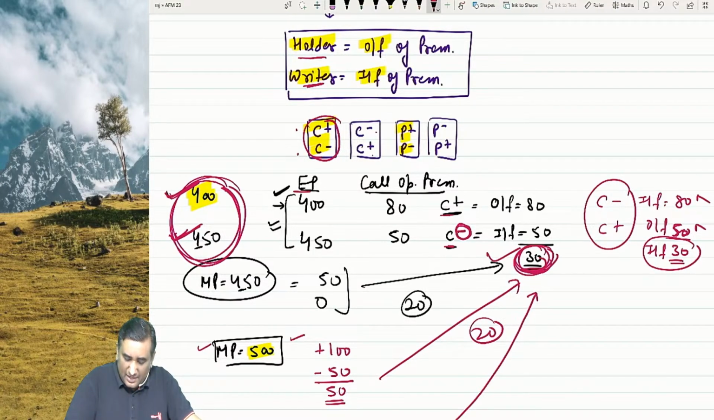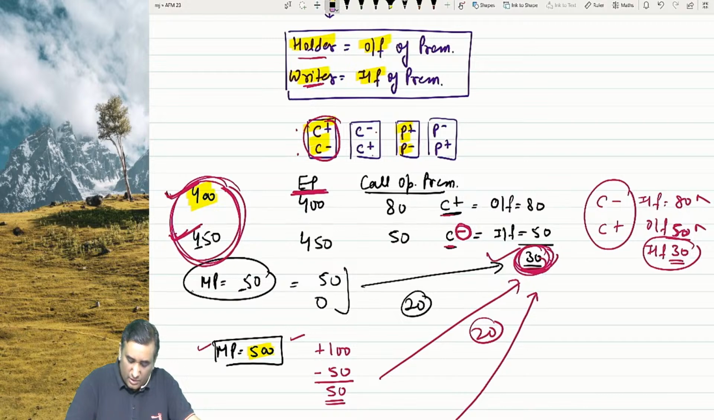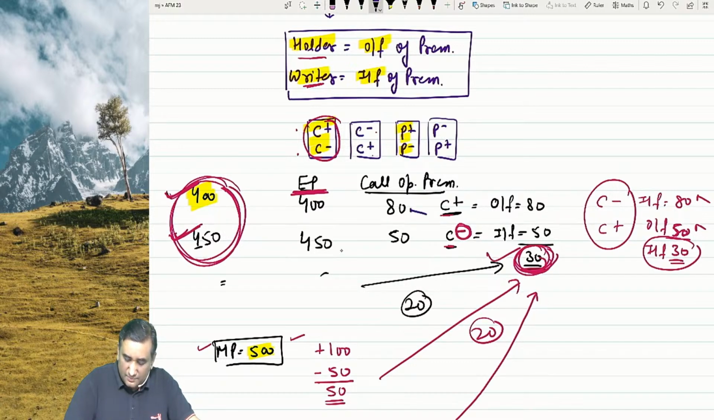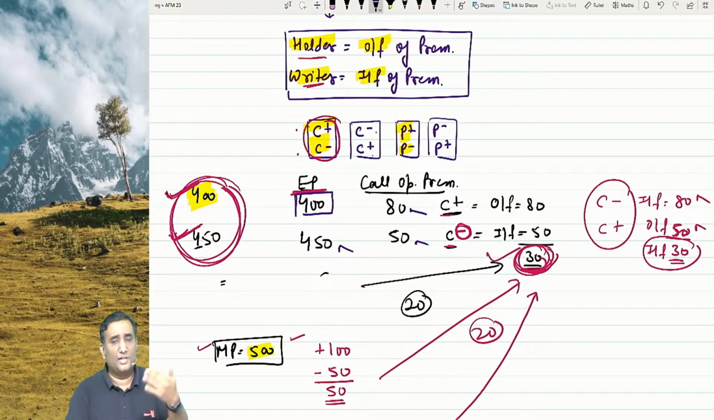For example, I have taken exercise price as 400. And the call premium of this is 80 rupees. At 450, the call premium is 50 rupees. What is the market price? Irrelevant for me. I expect the price to go above 400. When I ask you, when my expectation is the price going up, you'll say which option? Call option. I take a call option, C plus, outflow of premium how much?